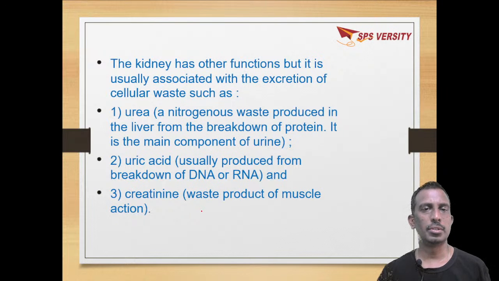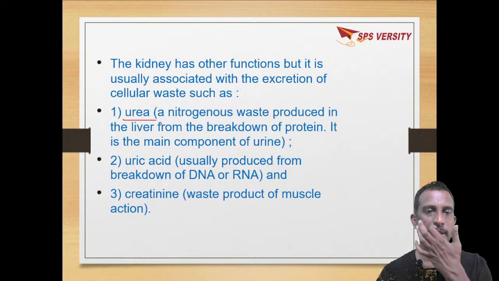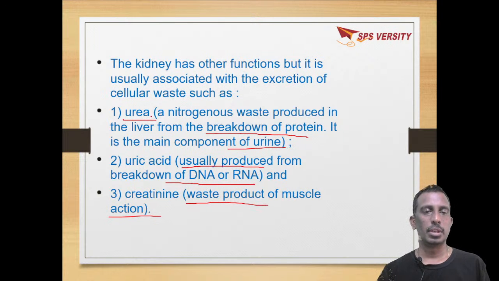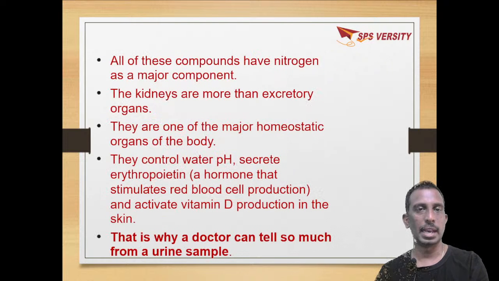But it is usually associated with excretion of cellular waste, like urea, which is a nitrogenous waste produced by the liver from the breakdown of protein. It is the main component of urine. Uric acid is usually produced by breakdown of DNA or RNA. Creatinine is produced as a waste product of muscle action. So urea comes from breakdown of protein, uric acid from DNA or RNA, creatinine from muscle action.